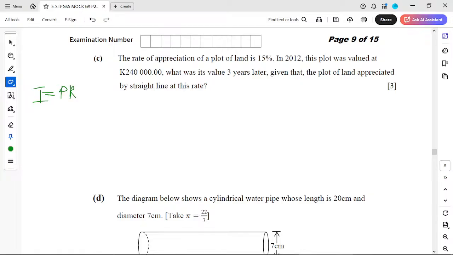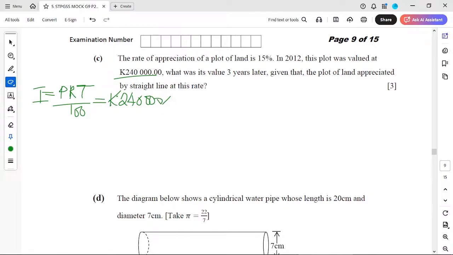Okay, so interest is equal to principal times rate times time over 100. This is T. So what we can do now is put the values, the principal and the rate, where they are supposed to be. We want to find first the appreciation, which has that formula as well. So we're going to put what is the principal. We are told the principal is 240,000 kwacha. So this is the value of the plot in 2014.